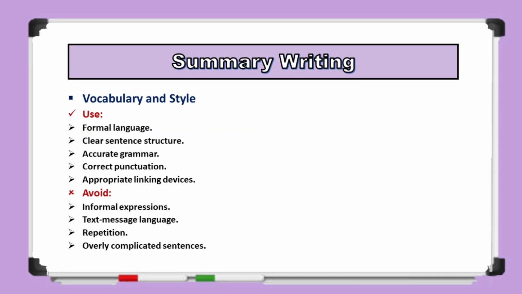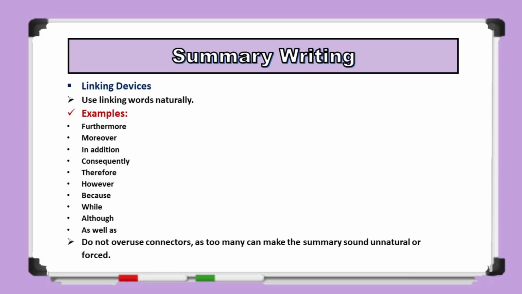Your vocabulary and writing style are equally important. Always use formal language, clear sentence structures, accurate grammar, correct punctuation, and suitable linking words. Avoid informal expressions, text message language, repetition, and unnecessarily long or complicated sentences. Use linking words naturally to connect your ideas. Words such as furthermore, moreover, in addition, consequently, therefore, however, because, while, although, and as well as can improve the flow of your writing. However, don't overuse them because too many connectors can make your summary sound forced.